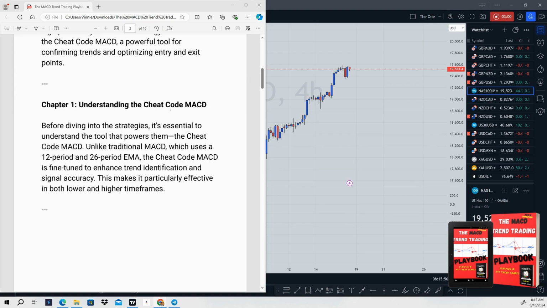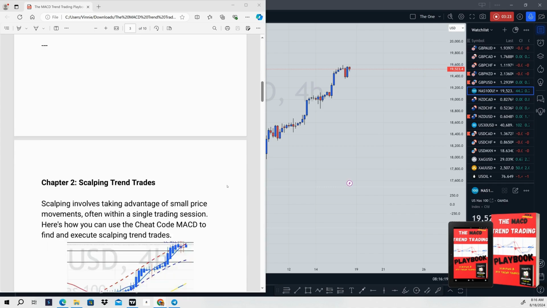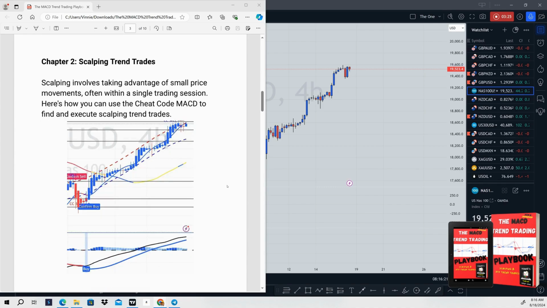Chapter 1, understanding the cheat code MACD. Before diving into the strategies, it's essential to understand the tool that powers them. The cheat code MACD, unlike the traditional MACD, which uses a 12 period and 26 EMA, is fine-tuned to enhance trend identification and signal accuracy. This makes it particularly effective in both lower and higher time frames. Okay, so let's get into it, guys.